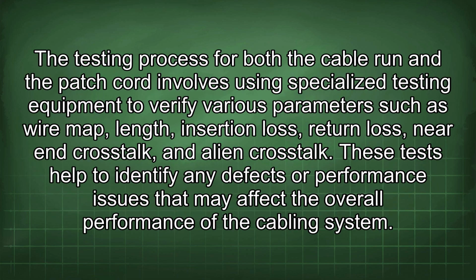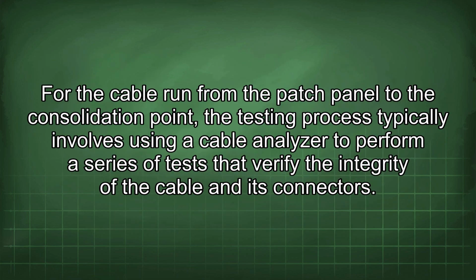The testing process for both the cable run and the patch cord involves using specialized testing equipment to verify various parameters such as wire map, length, insertion loss, return loss, near-end crosstalk, and alien crosstalk. These tests help to identify any defects or performance issues that may affect the overall performance of the cabling system. For the cable run from the patch panel to the consolidation point, the testing process typically involves using a cable analyzer to perform a series of tests that verify the integrity of the cable and its connectors.